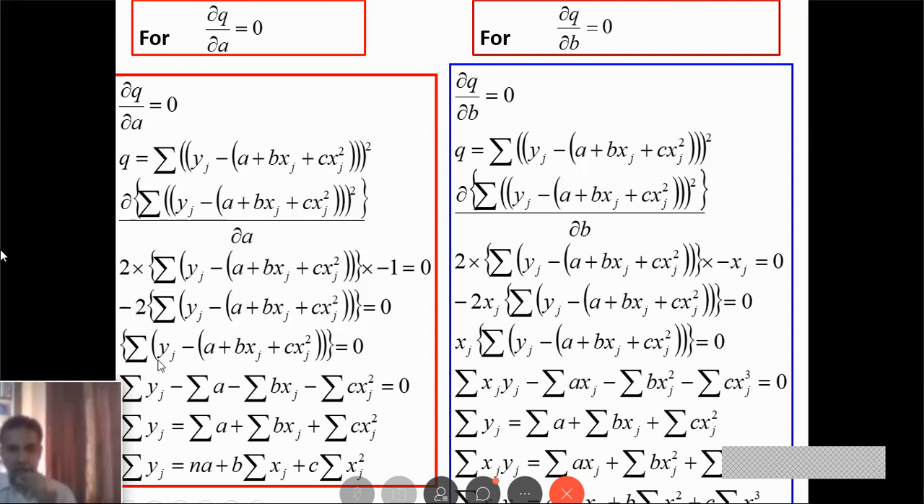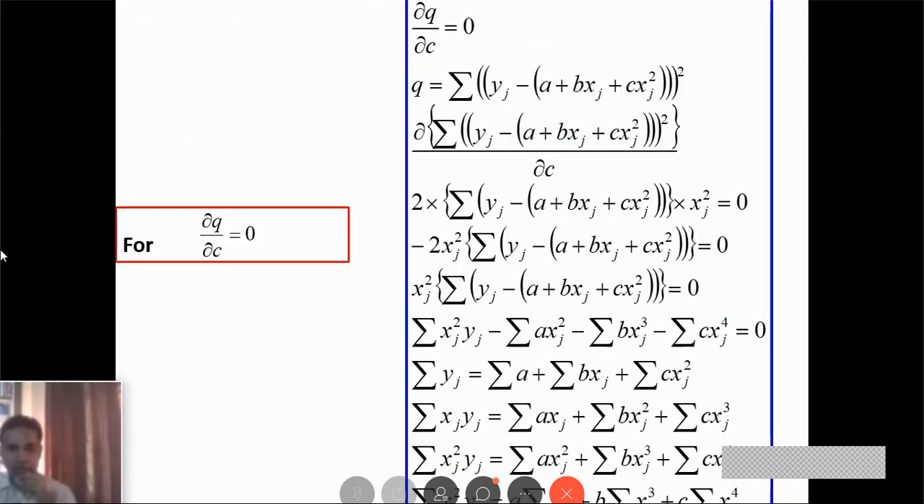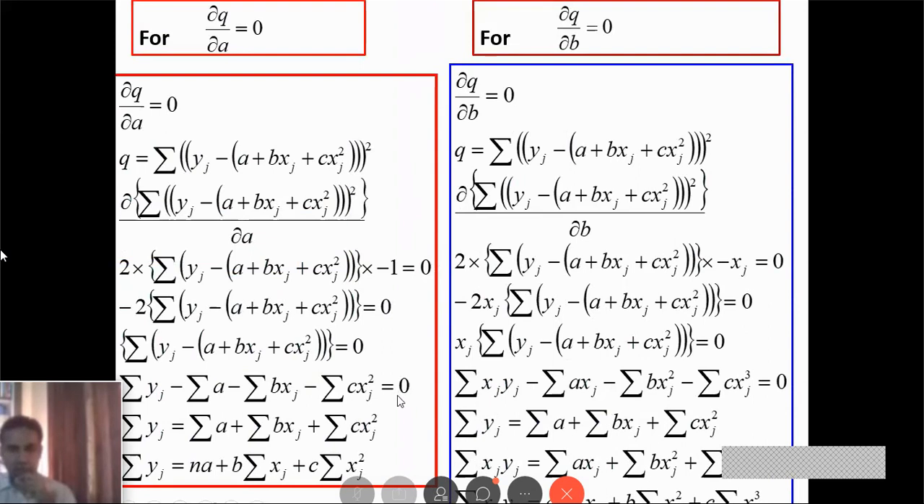If you take this out of the bracket, you get Σyj minus Σa minus Σbxj minus Σcxj squared equal to 0. So when you transfer all the terms to the right hand side, your equation can be written in this manner, and you can take Σa across the given data points. There are n data points. Previously, for n data points, we got n into a. We have b into Σxj, and another term c into Σxj squared. So this is the first equation that you get from ∂Q/∂a equal to 0, which we have to keep in mind to estimate a, b, and c.